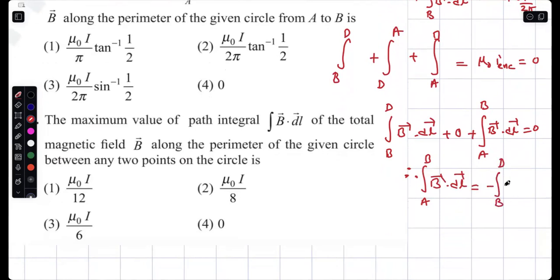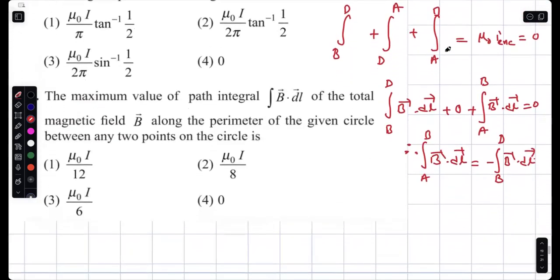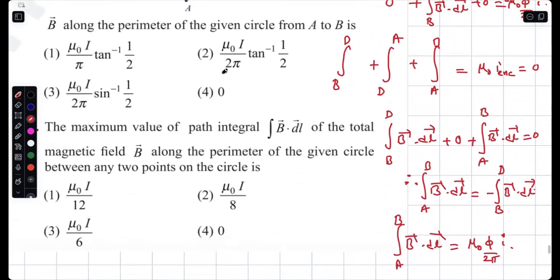B to D, B bar dot DL bar. By the way, no one observed I should put a minus over here because I have clearly mentioned the reason here. This is the reason. So therefore, finally, A to B, B bar dot DL bar is mu naught times 5 by 2 pi times I. Here phi is tan inverse 1 by 2. So therefore, what is the correct answer? Mu naught I by 2 pi tan inverse 1 by 2. Any doubts?